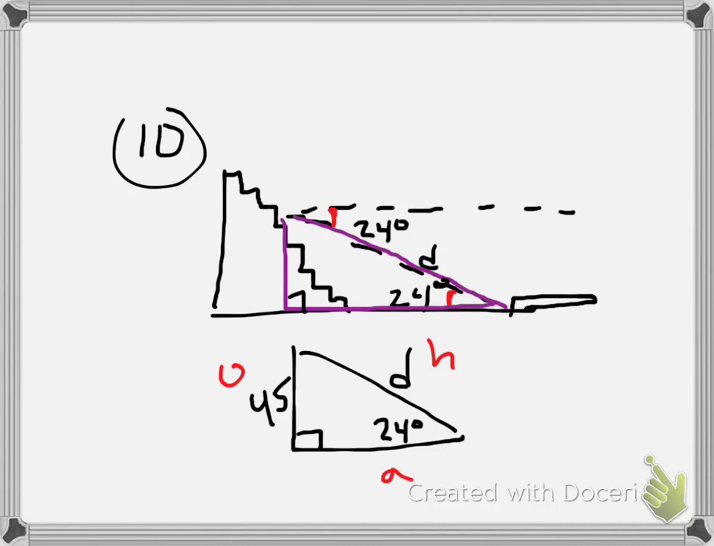So that means I'm dealing with sine. I'm sorry, I circled the wrong one. There we go. Okay, so I'm dealing with opposite and hypotenuse, which means I'm dealing with sine.